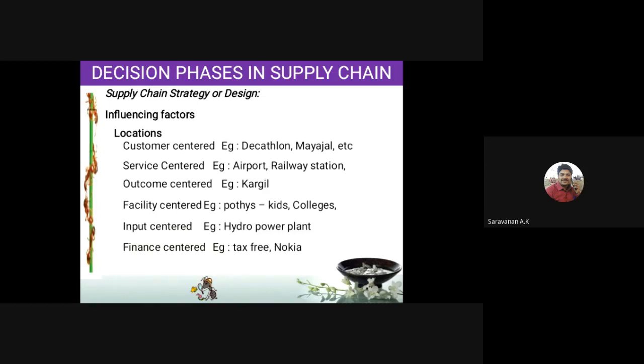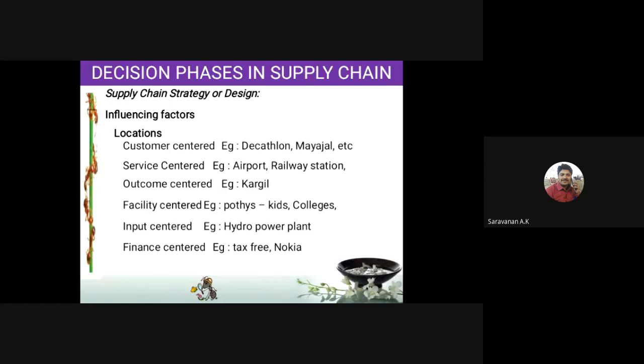If you take Mayajal, it is also outside the city. Decathlon is also outside the city. But at Mayajal, there is a very high crowd, because they took the decision like that. So the location decision is very, very important. Now the Decathlon has shifted to Mugapet. There it is going good. The decision is the right decision now.